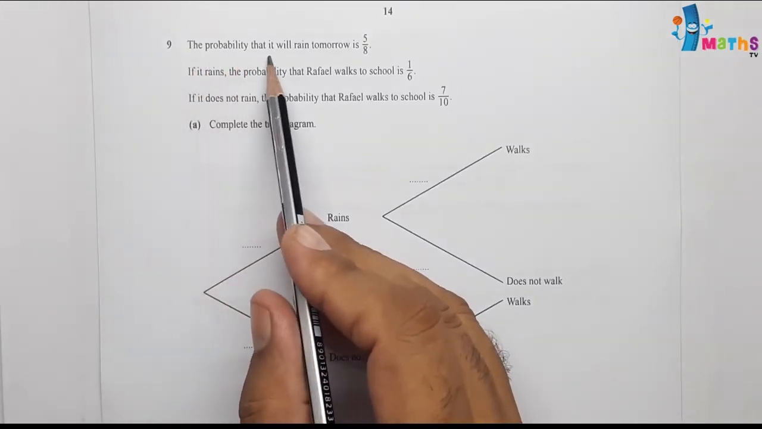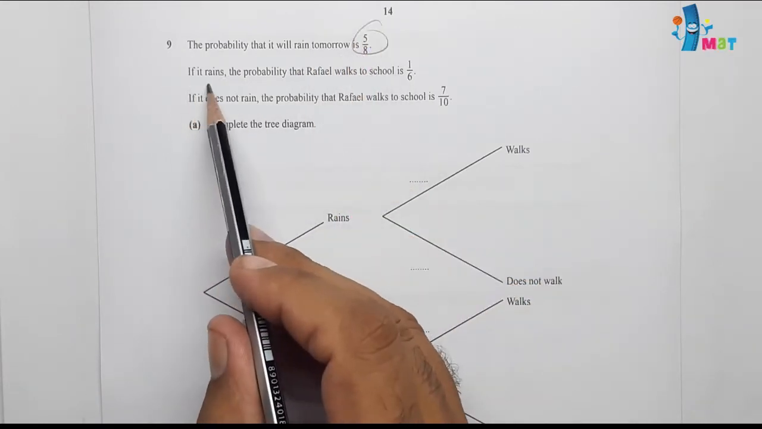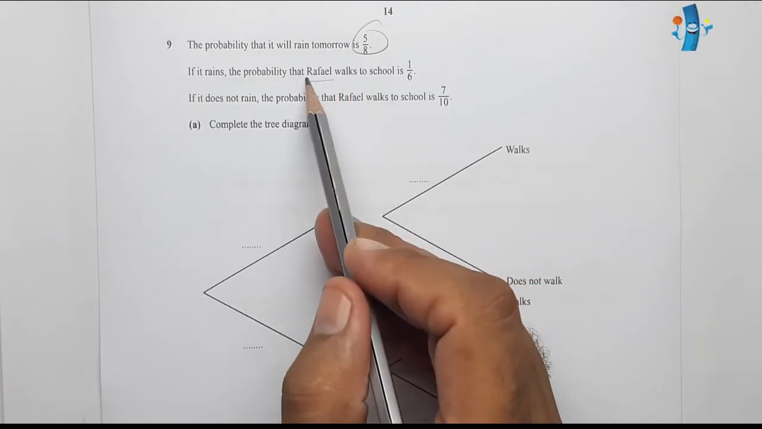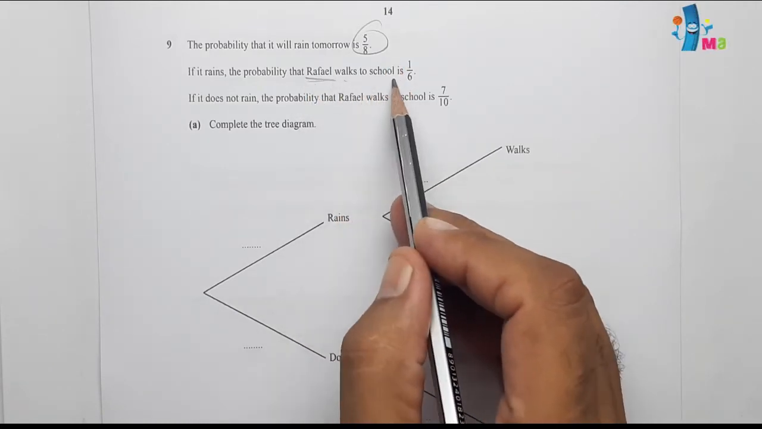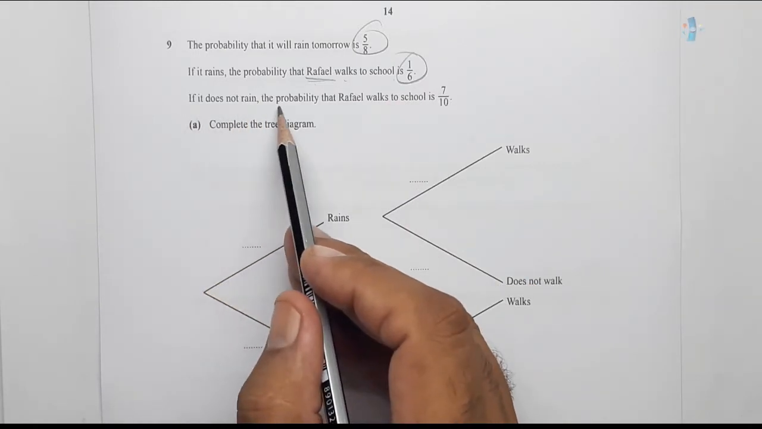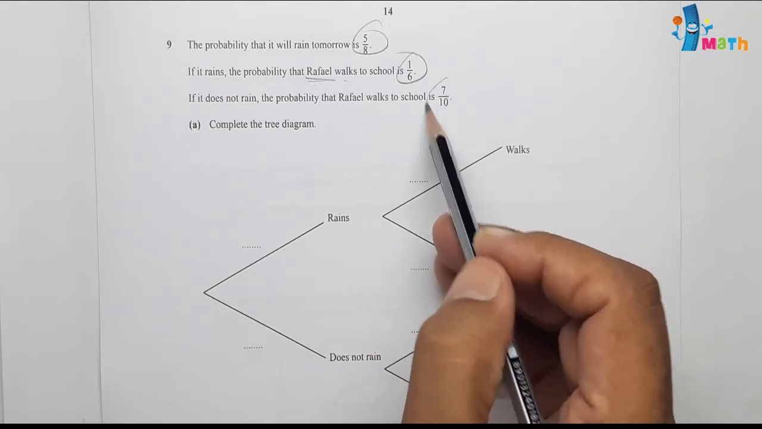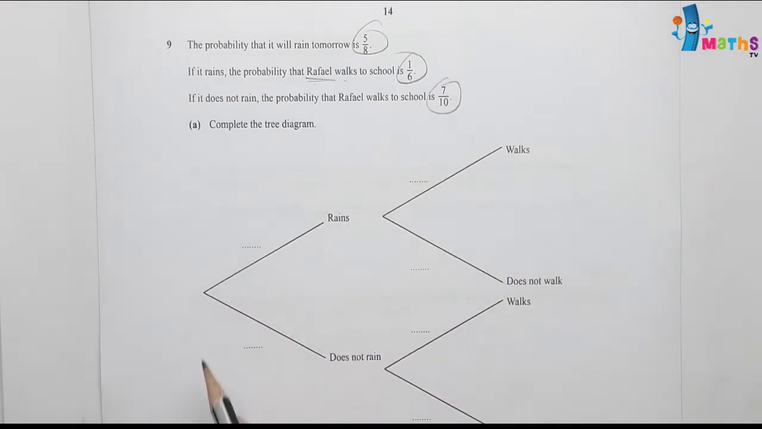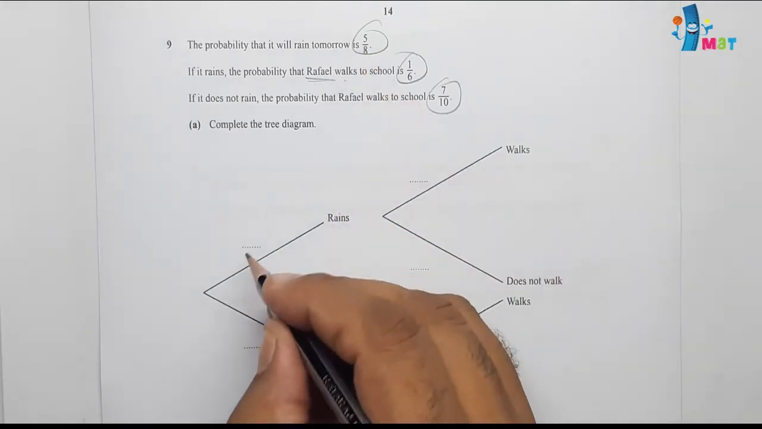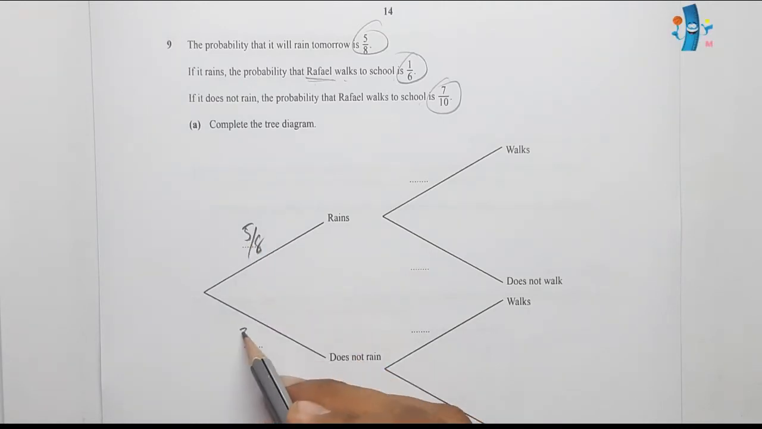Question number 9. The probability that it will rain tomorrow is this one. If it rains, the probability that Raphael walks to school is 1 by 6. If it does not rain, the probability that Raphael walks to school is 7 by 10. Complete the tree diagram. If it rains is 5 by 8, so we will write here 5 by 8. And not rain will be 3 by 8.